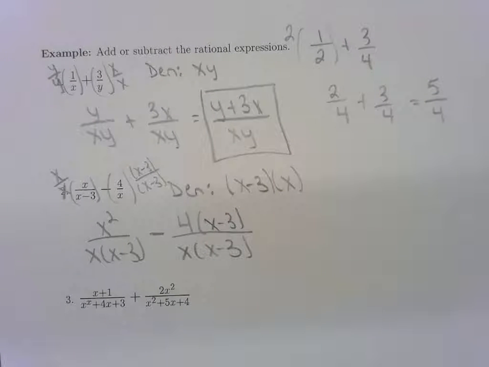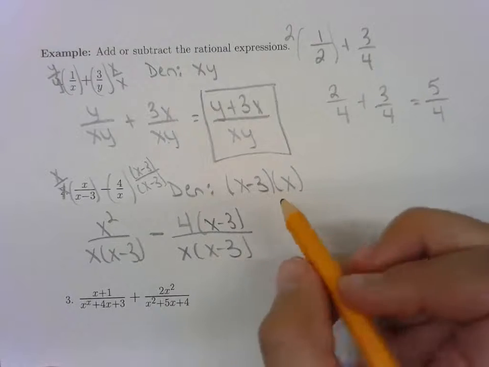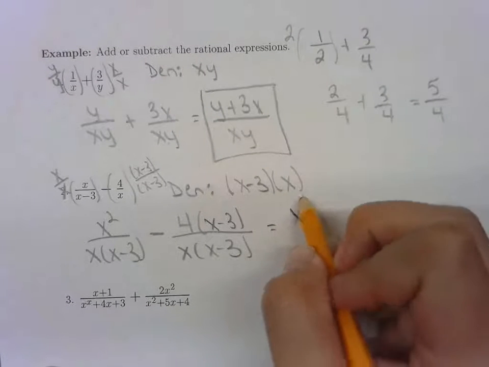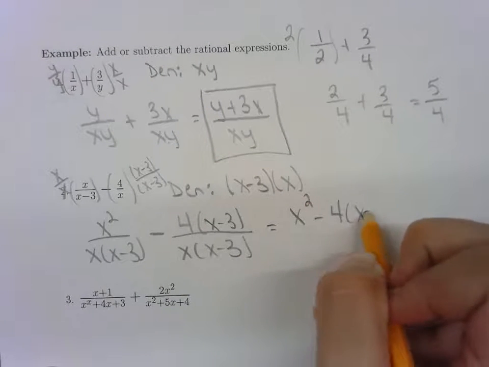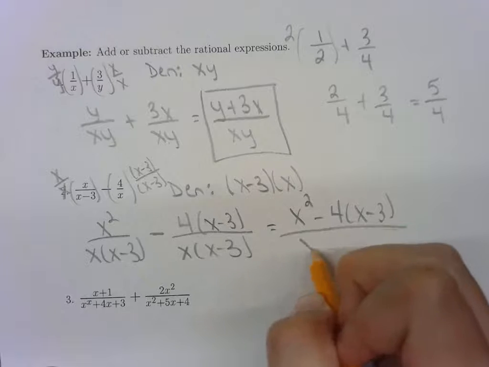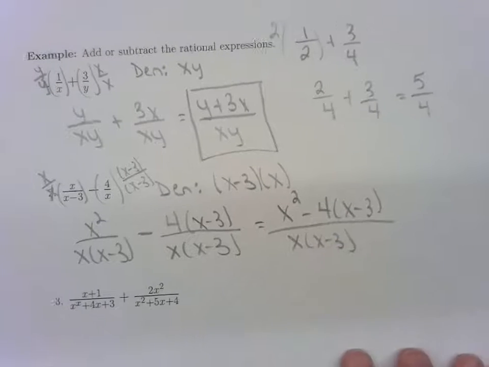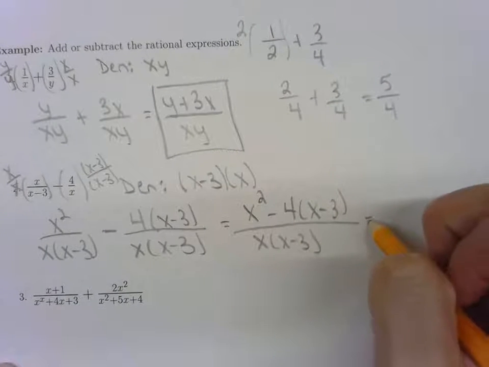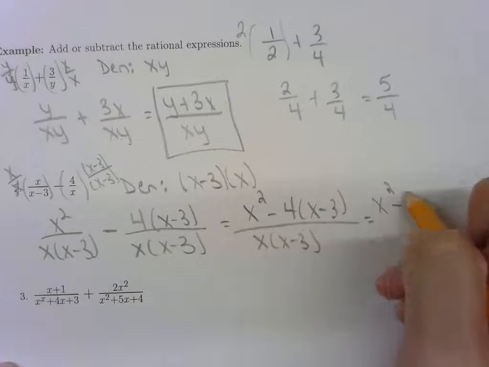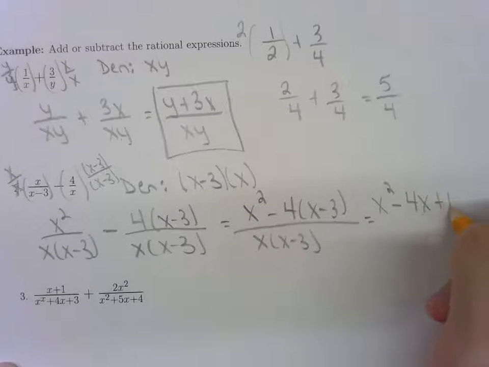Okay, so we're subtracting here. I'm going to go ahead and just subtract the numerators. This is x squared minus 4 times x minus 3 over x times x minus 3. Let's go ahead and simplify this numerator. This becomes x squared minus 4x plus 12 over x times x minus 3.